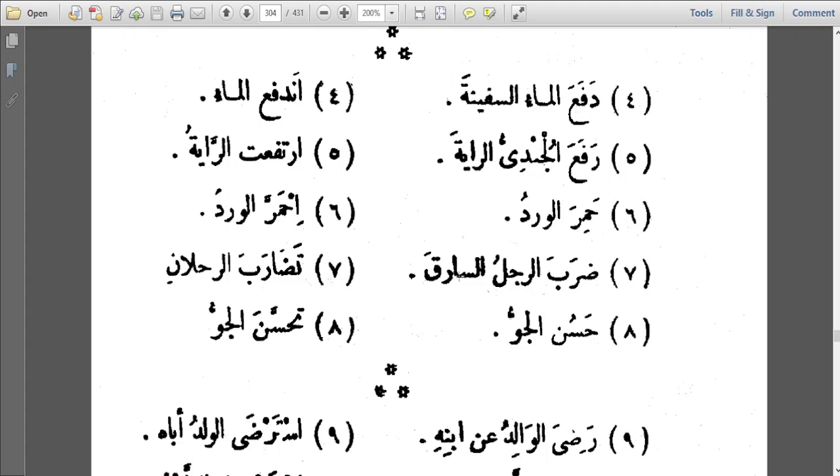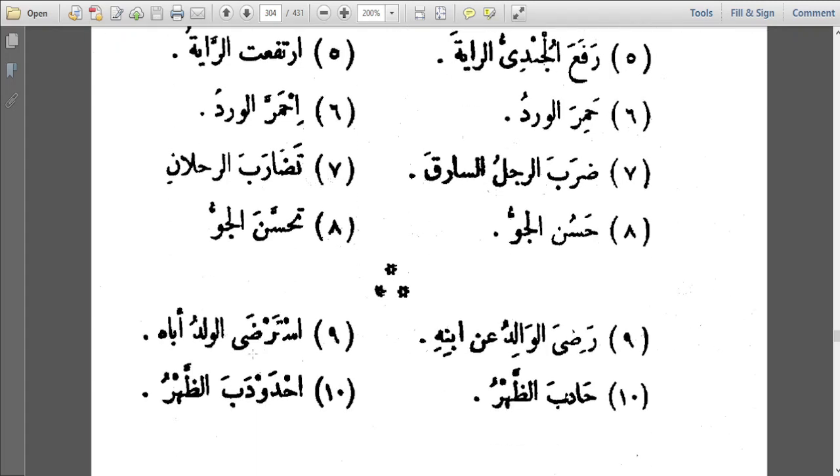Daraba ar-rajulu as-sariqa, the man hit the thief. Says تضارب الرجلان, the dot here is not showing. تضارب الرجلان, the two men fought, they beat each other. تضارب, meaning this one hit that one and that one hit this one. See how that is different from ضرب. So you can't say ضرب الرجلان. You have to use the format تضارب الرجلان, the two men hit each other. حسن الجو, the weather is nice. Okay. تحسن الجو, the weather has become nice.